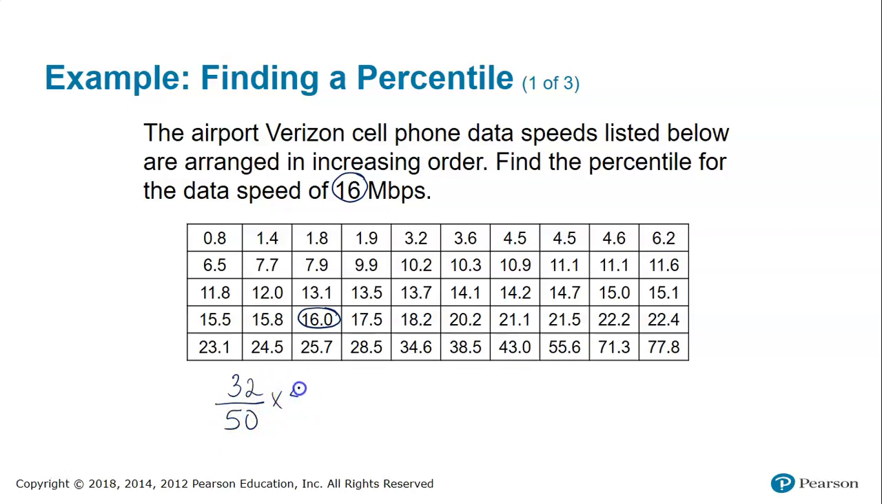We'll multiply that by 100, and we're going to find that that equals 64. So this is the 64th percentile. So 16 represents the 64th percentile. There's 64% of the values below that and 36% of the values above.